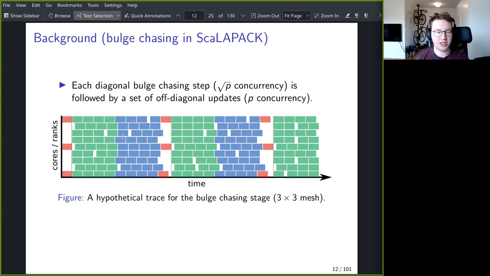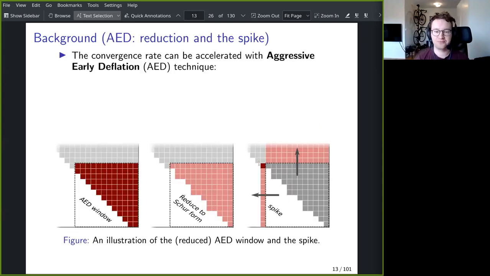Then we will do all the updates from the left. And once those are more or less done, then we will do all the updates from the right. And then we will do, again, the bulge chasing and move the bulges a little bit more forward and repeat this process until all these windows have reached the lower right corner of the matrix, and we can move on to the deflation checks.